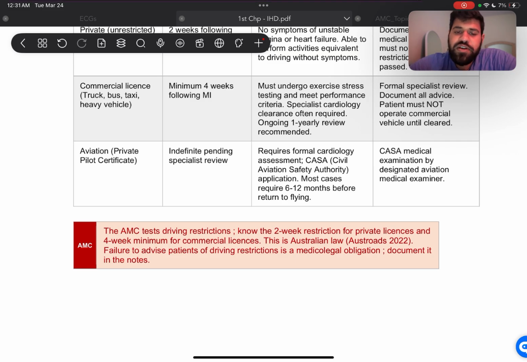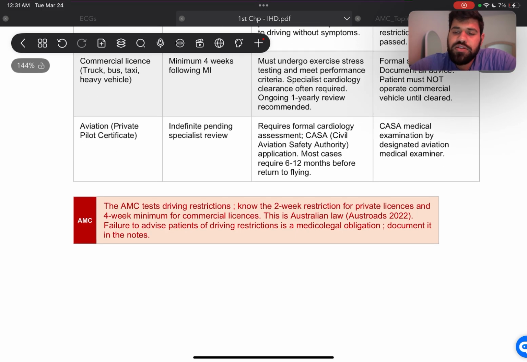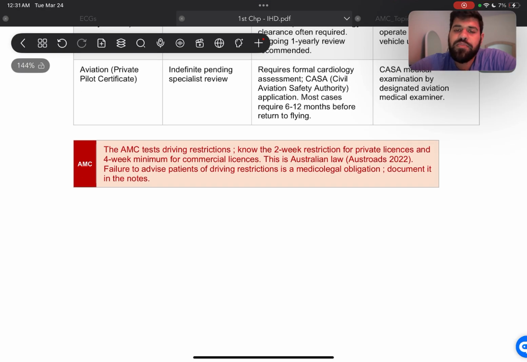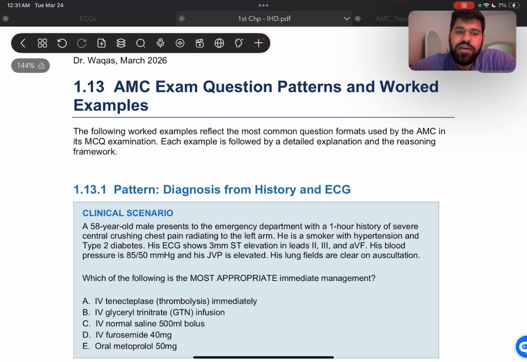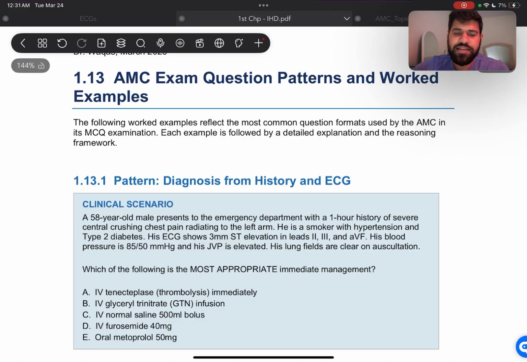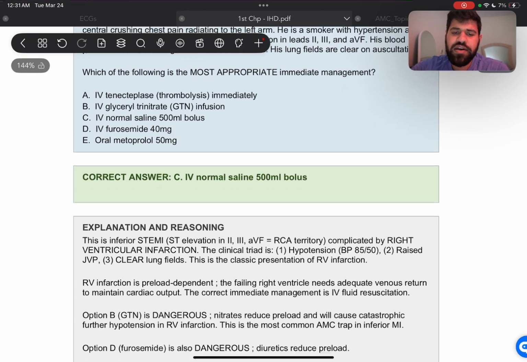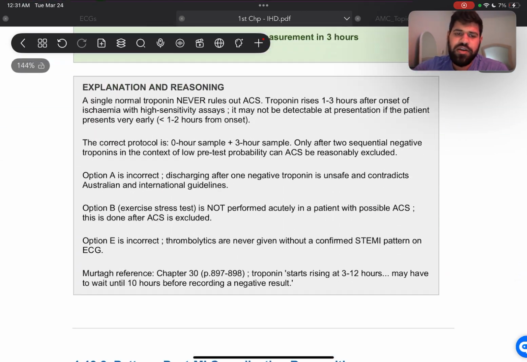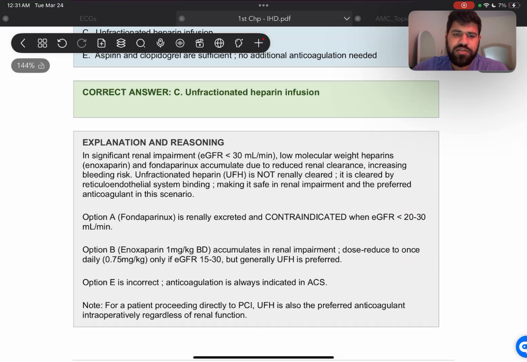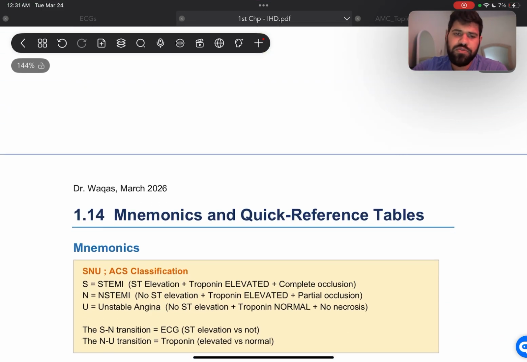For the AMC test driving restriction, know that the 2 week restriction for private license and 4 week minimum for commercial license. All right. Now these are a few of the questions pertaining to each and every single topic that we covered today. So one question for each topic. Now there's the question. If you want, you can pause and select an answer right now, and I'll go on to the answers, and scroll down. Each topic is going to have a question with the answer and the explanation as well. I think there are 5 questions over here.